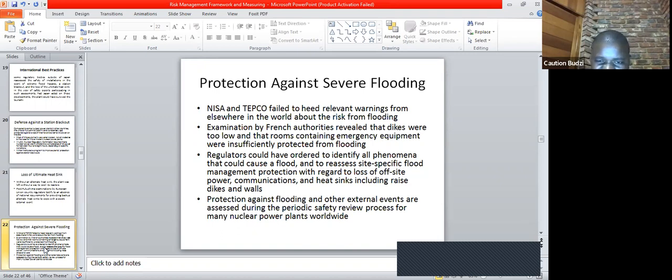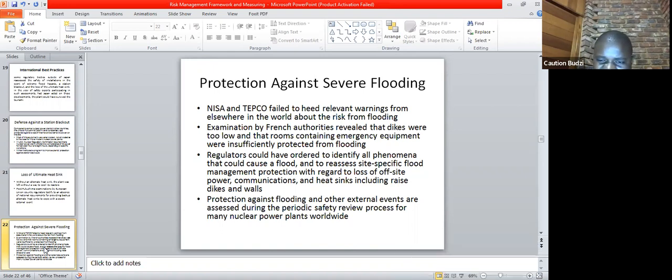Regulators could have ordered operators to identify all phenomena that could cause flooding and to implement site-specific flood protection with regard to loss of site power, communication, and heat sinks, including raised dikes and walls. The protection against flooding and other external events is assessed during the periodic safety review process for many nuclear power plants worldwide.